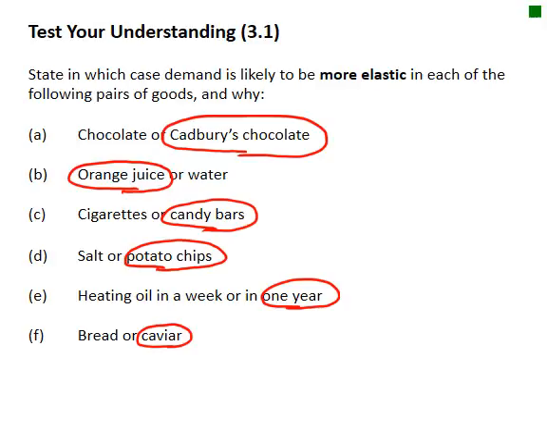Athletes need it to replenish different things when they exercise as well. Heating oil in a week or in a year, so more elastic in a year because you can adjust your house, you could put in extra insulation, move to a smaller house, all sorts of things. Bread or caviar, well, for most of us it's easier to give up caviar than it is to give up bread.